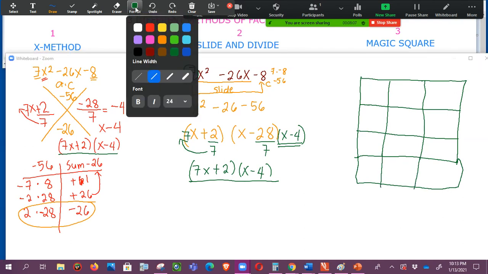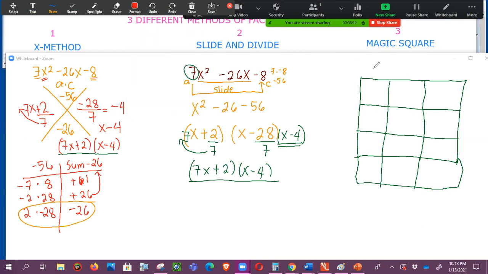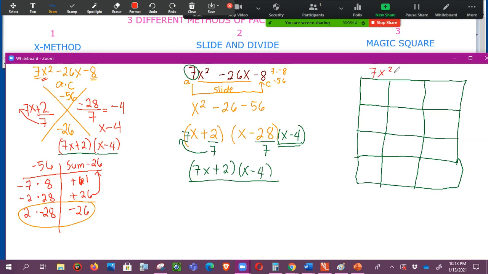Okay, let's begin. So the first term, again, the given says 7x squared minus 26x minus 8. The first term, which is 7x squared, will go to the first cell. The last term, which is negative 8, will go in the middle cell. And the middle term would be at the bottom part, which is negative 26x. This would be called the determinant.